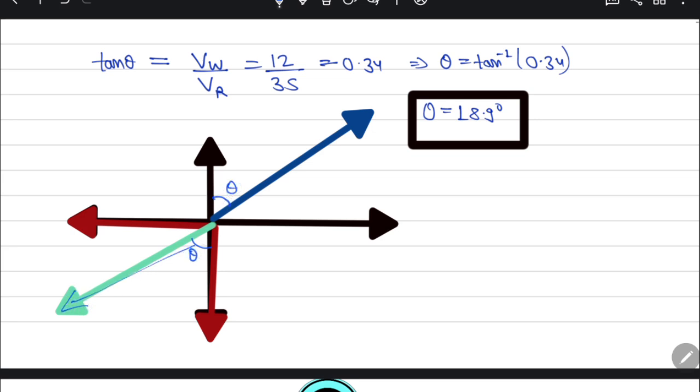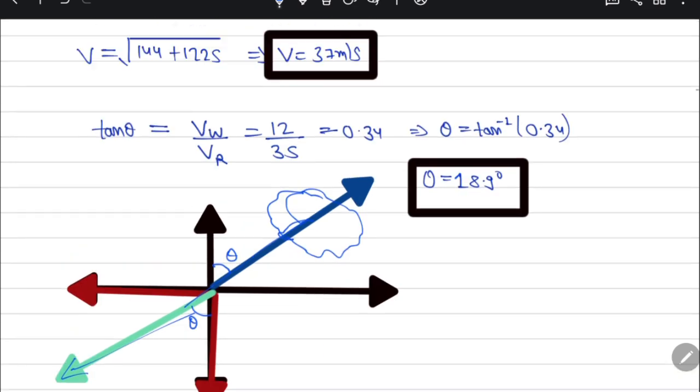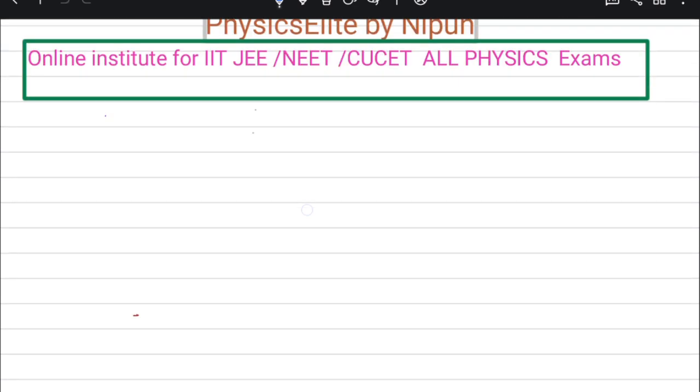If the rain is coming in this direction, we have to put our umbrella in the vertically opposite direction of the resultant velocity, right? And this angle is 18.9 degree. Understand now? You are getting my point? So I proceed to our next question.